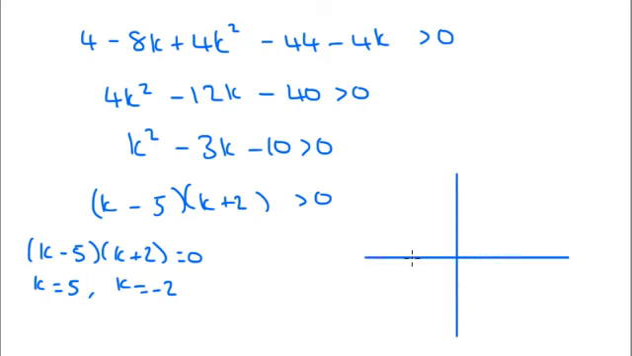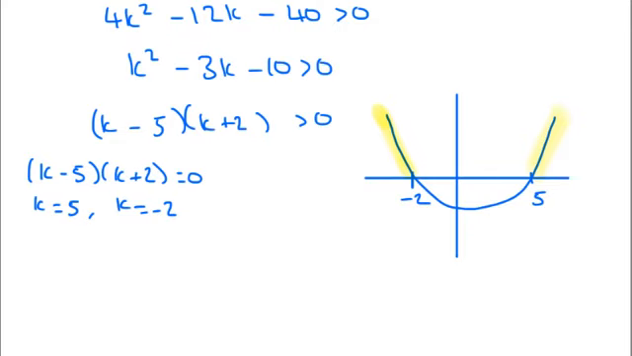So we've got an intercept at negative 2 and at 5. So this is our graph, and it will be greater than 0 from 5 onwards and from negative 2 backwards. So in other words, we will get 2 distinct roots when k is greater than 5 or when k is less than minus 2.